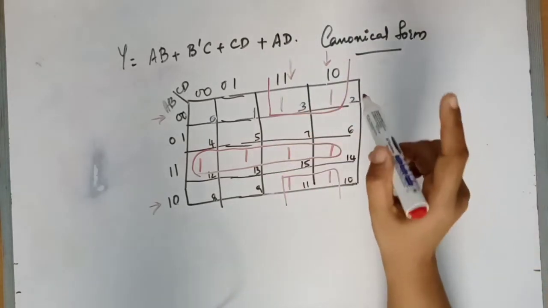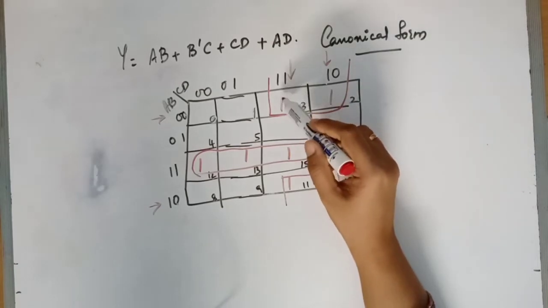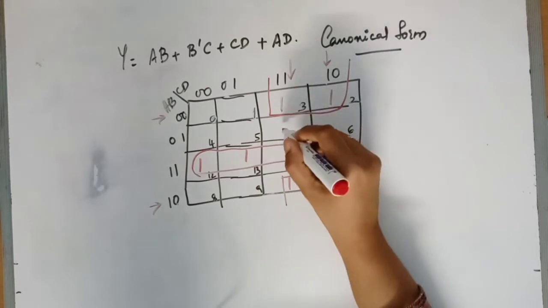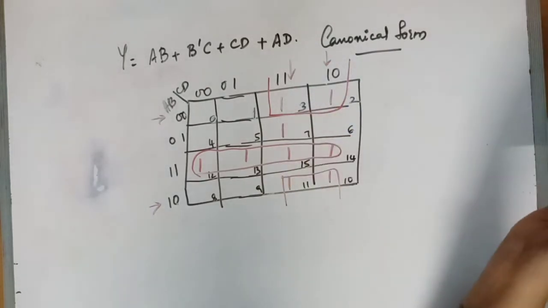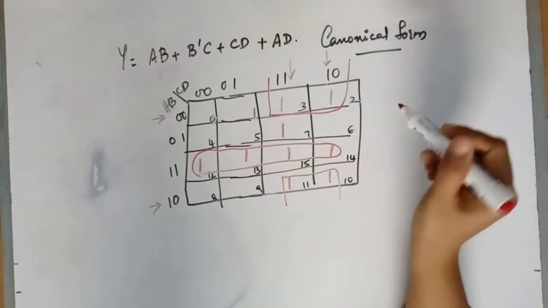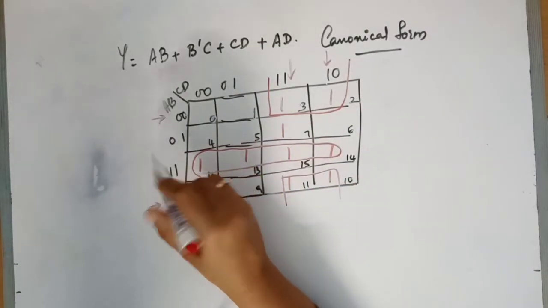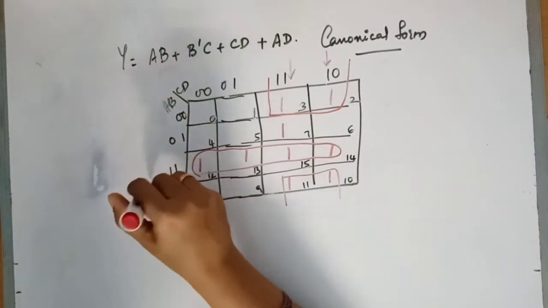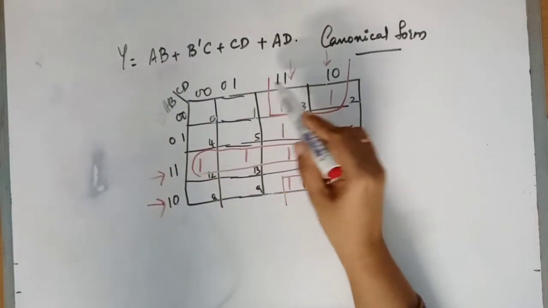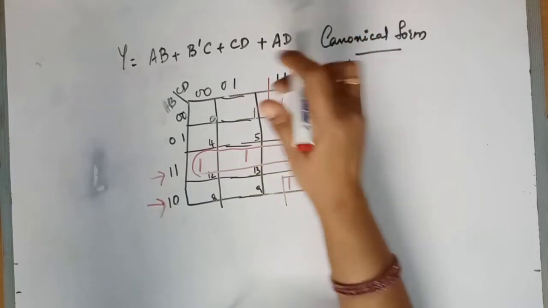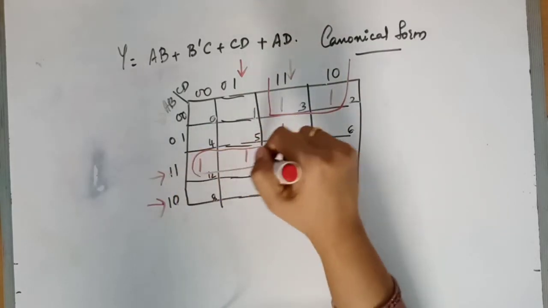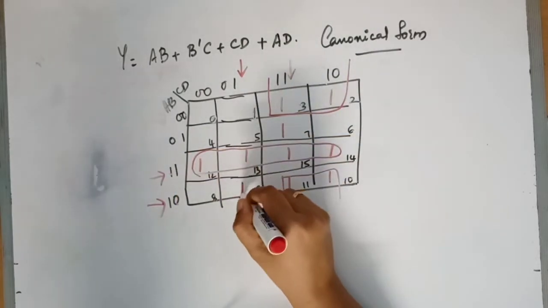Next is CD, C1, D1. C1, D1 all should be 1. Here we already have some 1s, so we'll keep them as such, and whatever is remaining I'll add. So this is CD. Then AD. A is 1 and D is 1. D1 means these two and these two. So here we have a missing one.